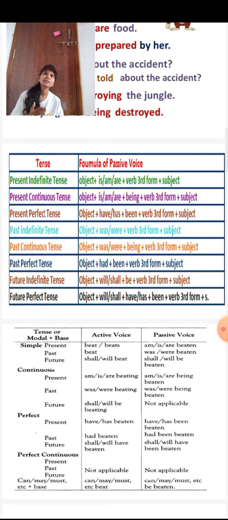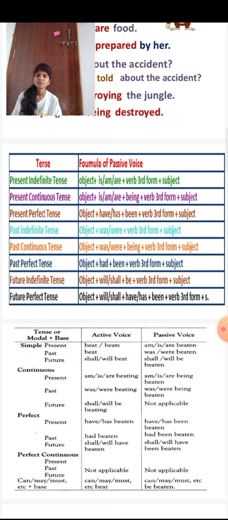From all the tenses, there is no passive for perfect continuous. Perfect continuous means whether it is present perfect continuous, past perfect continuous, or future perfect continuous, for all of these there is no passive. And the final one, the future continuous tense, also does not have any passive.